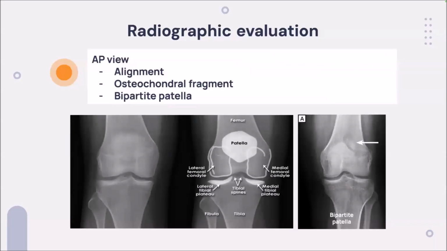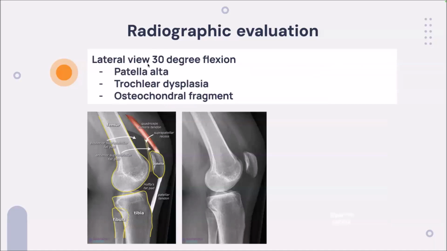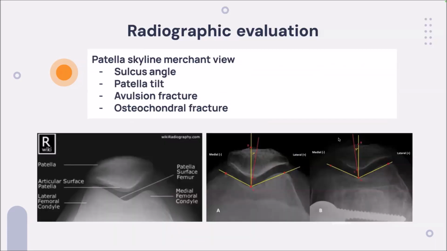For the radiographic evaluation, you can send the AP view of the knee to assess the alignment, the osteochondral fragment, and also the bipartite patella. You can also send the lateral view at 30-degree flexion. We can assess the patella alta, trochlear dysplasia, or osteochondral fragments. So what you have to look at is any loose fragment, because many times in patella dislocation there's a small fracture. Those fractures always come from the medial facet of the patella.